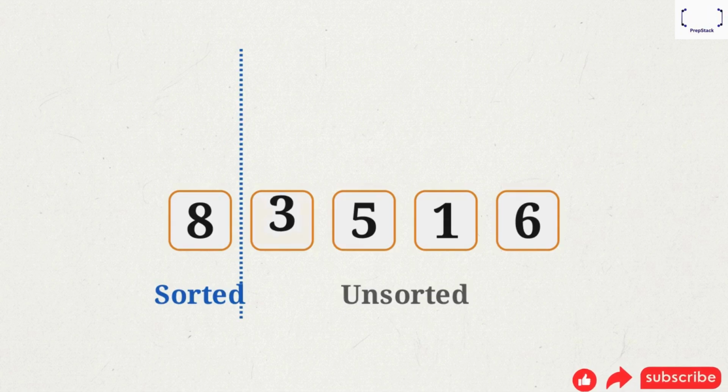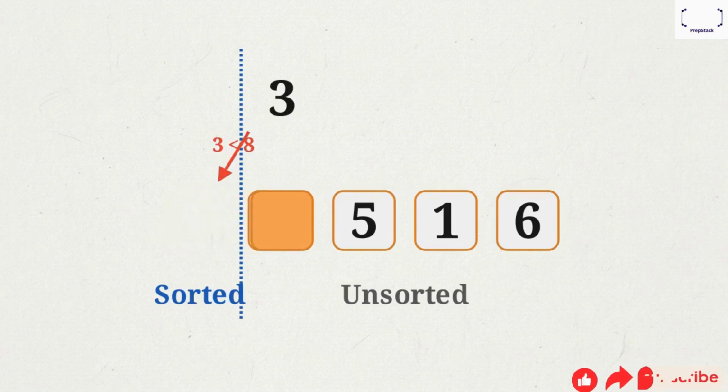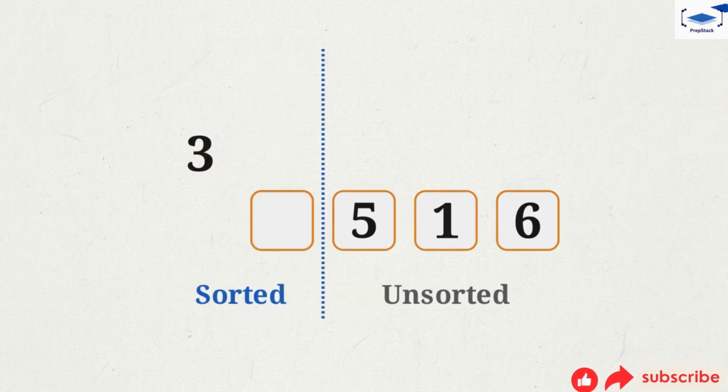The computer picks up the first unsorted number, the 3, and compares it directly to the 8 to see where it belongs. Because 3 is smaller, the 8 slides one space to the right to create an empty gap. With that space now open, the 3 drops right in, and our first pass is finished.